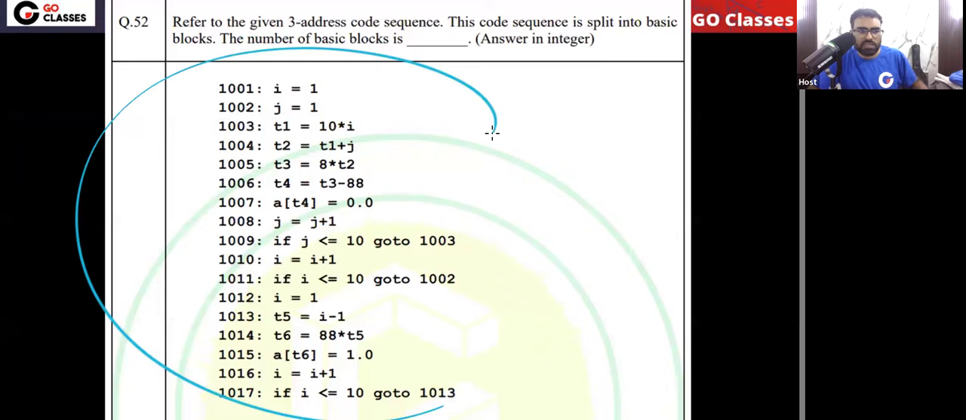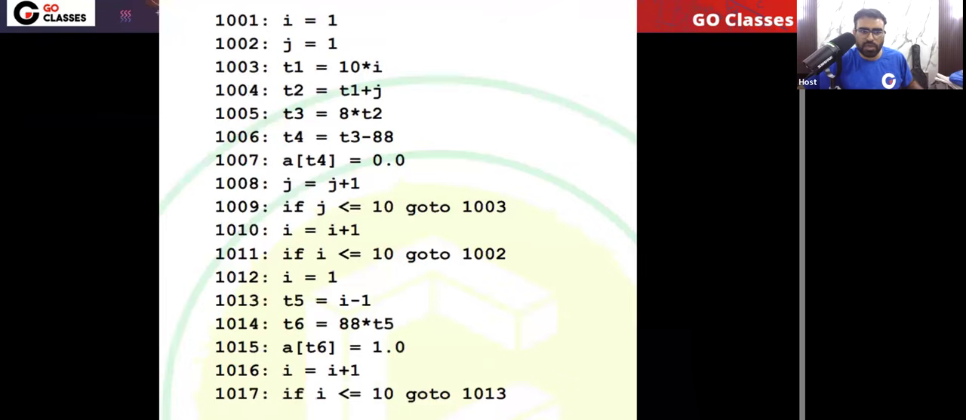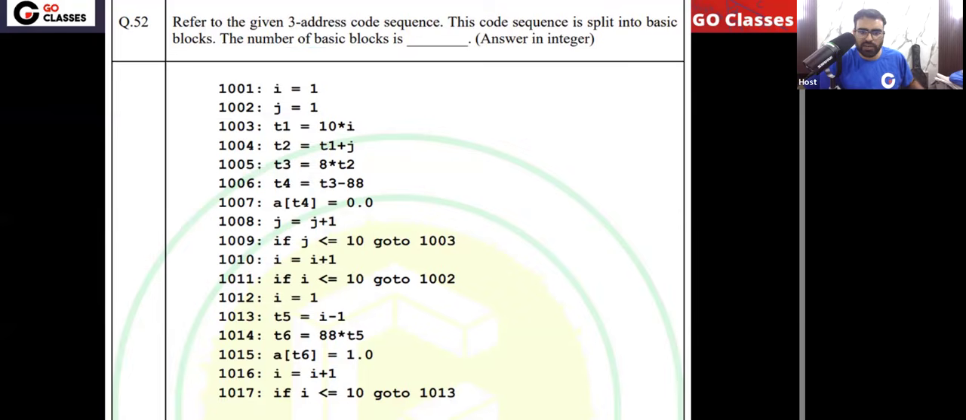This three address code is given to us. We need to find the number of basic blocks. Remember, to find the basic blocks you will first find the leaders. Yes or no? The number of basic blocks is equal to the number of leaders. So very simple point. Let's find the number of leaders here. So first you find the leaders.